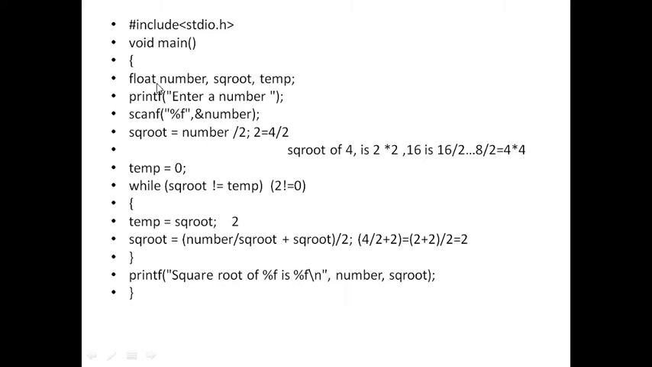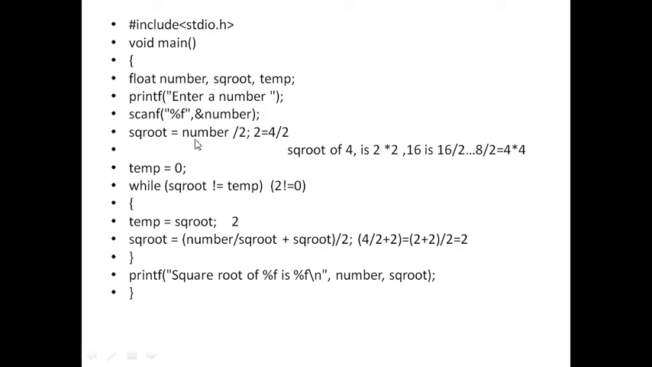Float represents the floating point numbers. Float number, root, square, temp. Printf "enter the number", and now scanf %f and &number. The & represents the address. To this address the number is accepted and placed. It's a floating point address.